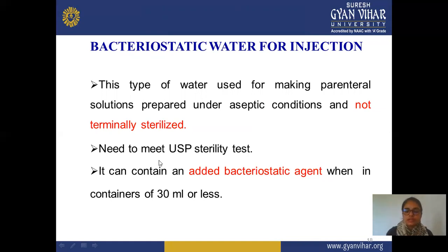There is one sterility test given in USP. After preparing this bacteriostatic water for injection, you check the sterility of that particular water. That is given in USP, and it meets that criteria, and it contains an added bacteriostatic agent when in a container of 30 ml or less. It means you use some bacteriostatic agent or preservative in this type of water for injection, and the container is less than or up to 30 ml.